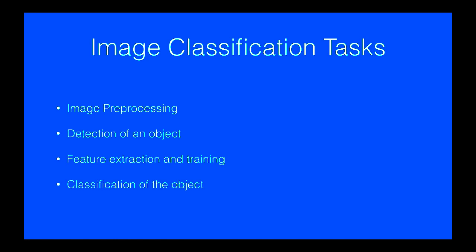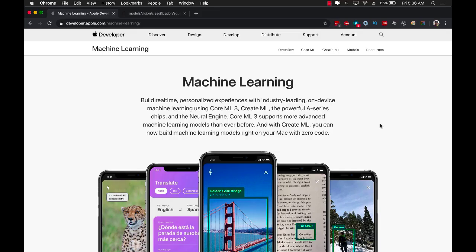So now that we understand the image classification task, let's go ahead and see how we can utilize all of this knowledge and these features to create a machine learning application which will allow us to do image classification.